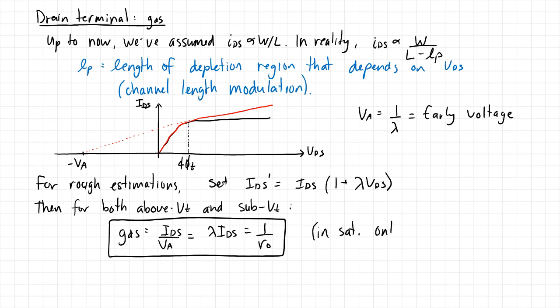It turns out that even if we were to eliminate channel length modulation from our model, we actually would still get some finite GDS, not in the saturation region, of course, but in the linear region, and we can perhaps derive that some other time. So what I'd like to do now is take this small signal model and put it all together.